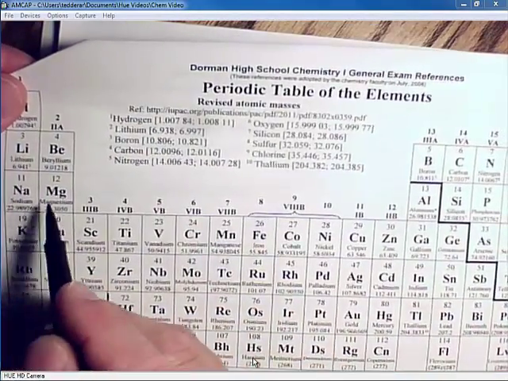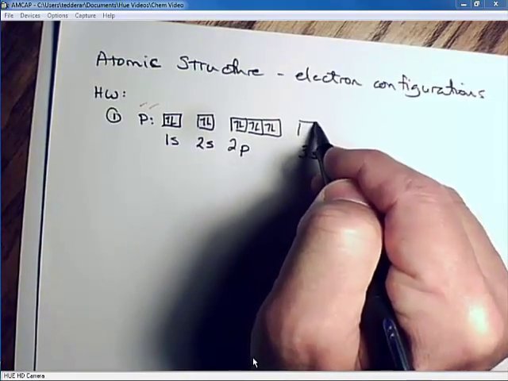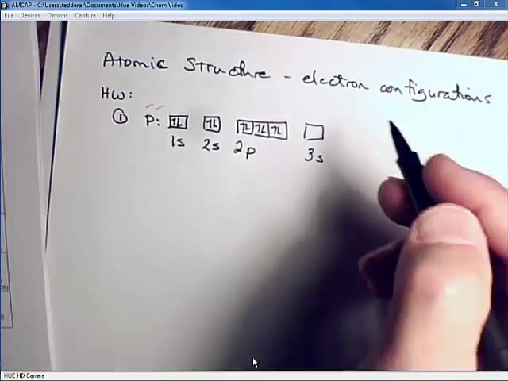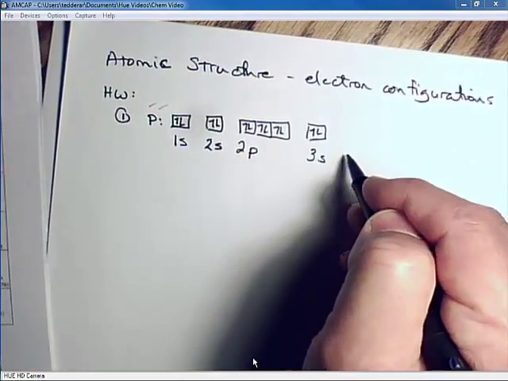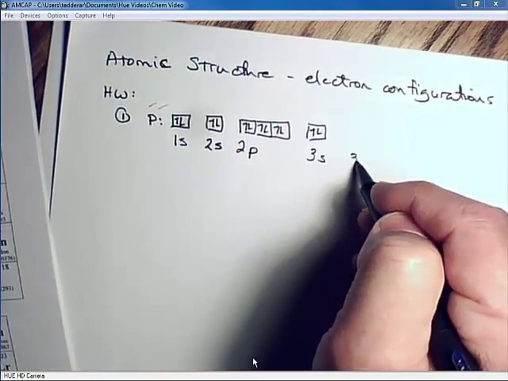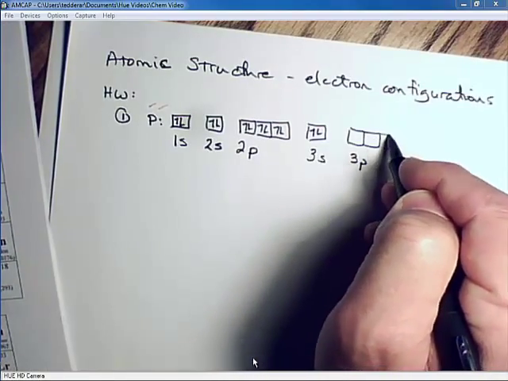Now we're going to go to the next row, and that's 3S. Again, we're in the S sublevel region, corresponding to the position of sodium and magnesium. 2 electrons there, 1 up, 1 down. And now we're over here in 3P where phosphorus is located. You always have to show all 3 orbitals, even if some of them are empty.